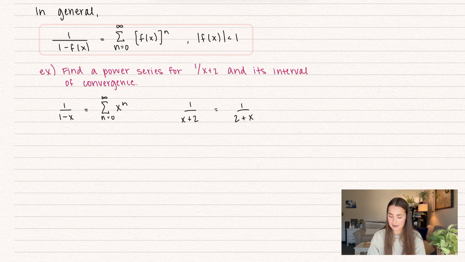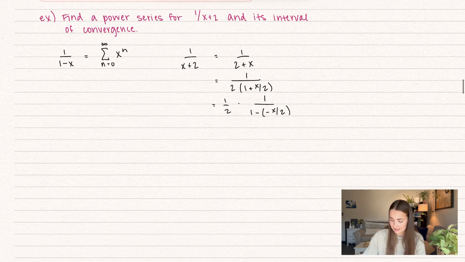So 2 plus x. So we need this 2 to be equal to 1. How do we do that? We pull out a 2 in the denominator. So here we get 1 plus, and that's going to be x divided by 2. Now we're super close, right? We have a scalar 1/2 times 1 over 1. And now I don't want a plus, I want a minus. So I'm going to subtract a negative: 1 minus negative x over 2.